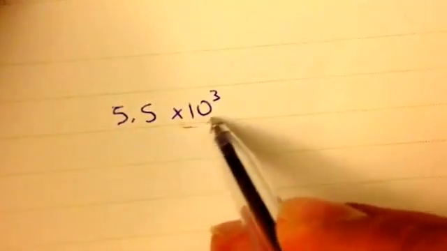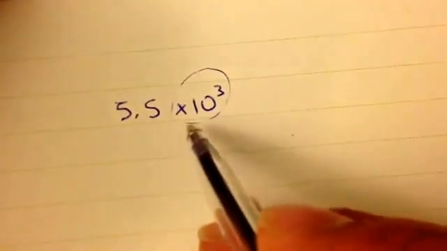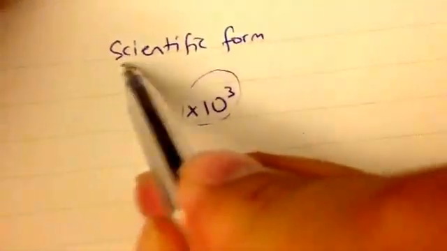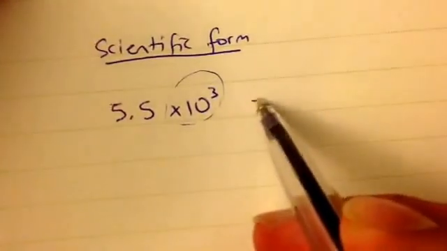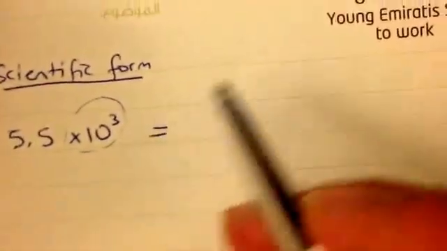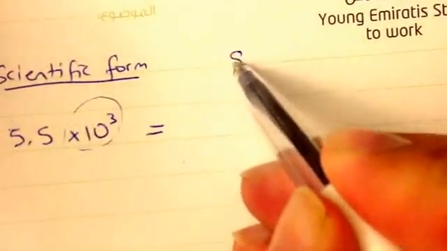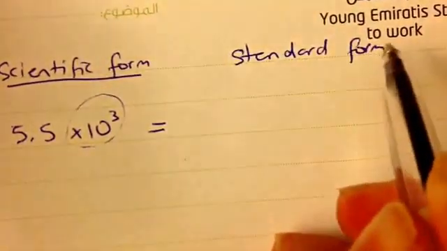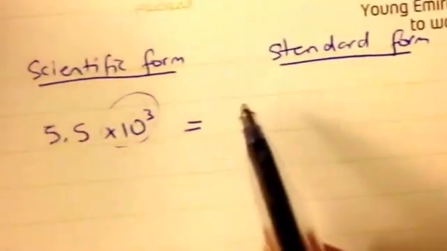Okay, so the first one we're going to do is the example shown, which was 5.5 times 10 to the 3. Now whenever you have this times 10 to the power of something, it usually means it's in scientific form. What we need to do is turn it into normal form, otherwise known as standard form. And this is very straightforward.